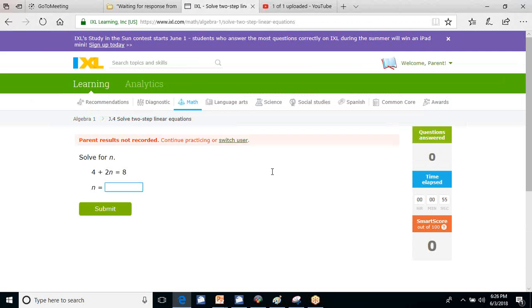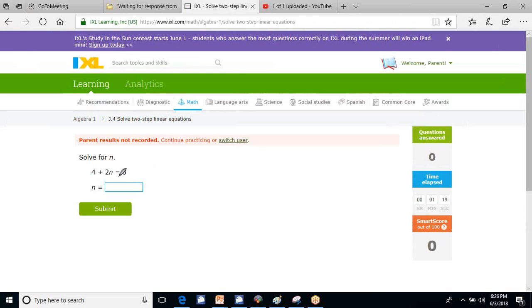So it's essentially the same thing. So you're going to solve for n. So the equation is 4 plus 2n equal to 8. So again, it's going to be the same approach, the same exact approach. All right, so let's write it out.